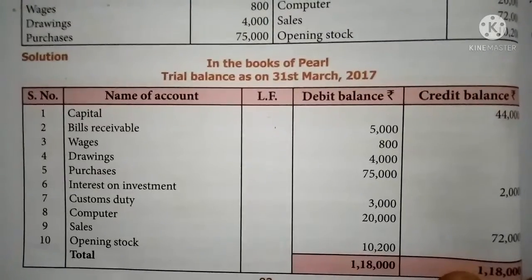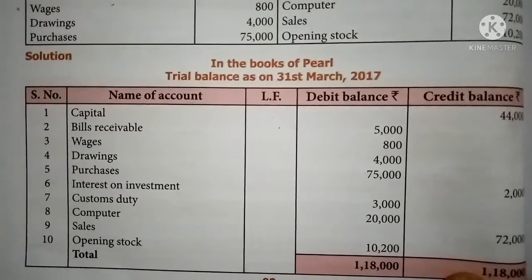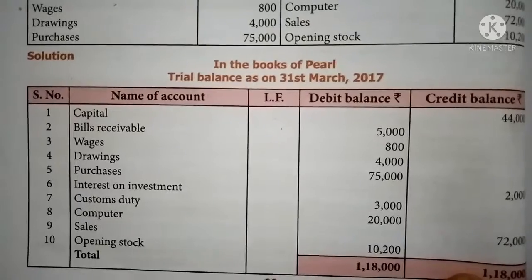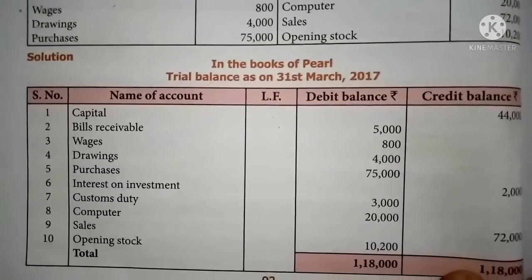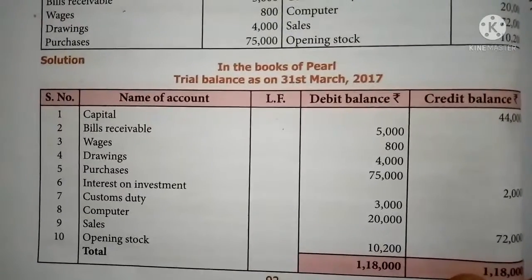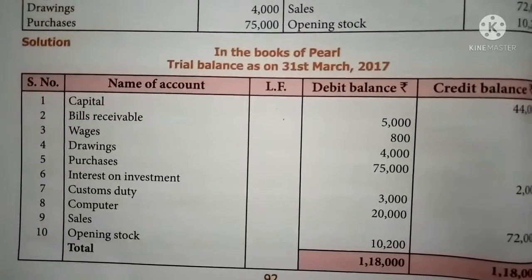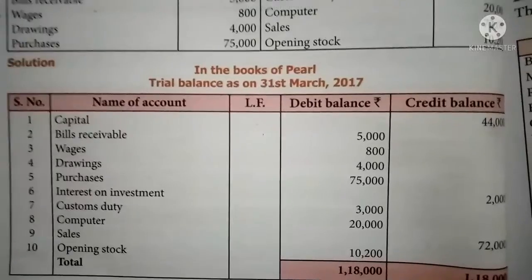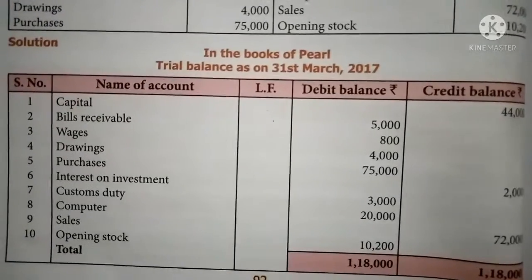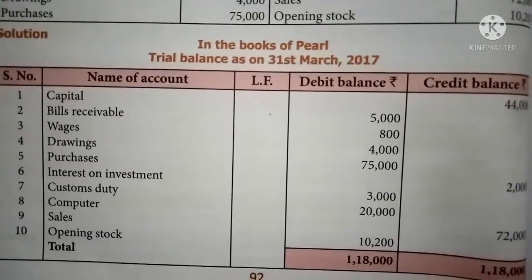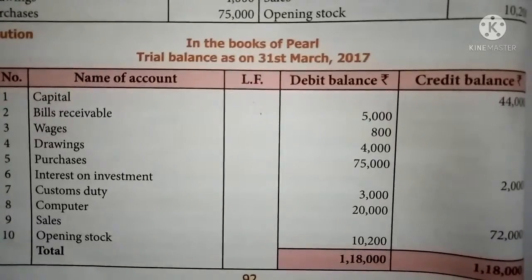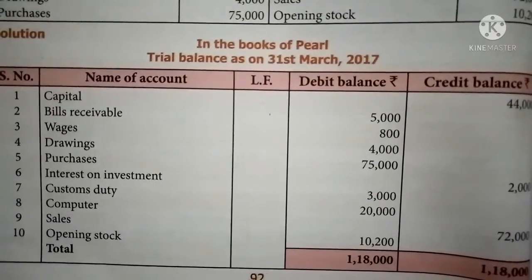After making the necessary columns and heading, go through the example sum once again, take each and every ledger balance and write the amount in the correct column. Capital, the amount will be 44,000. In the credit column you can write it. Bills receivable, the amount is 5,000. In the debit column you can write the amount.